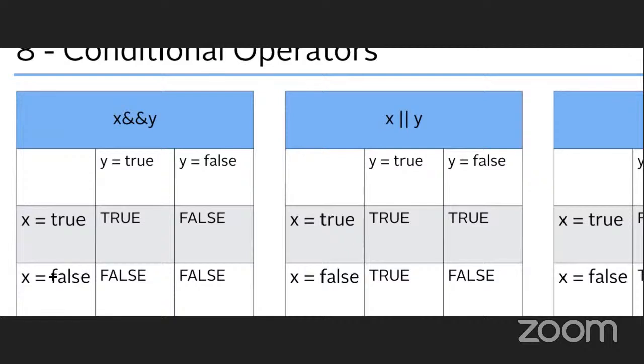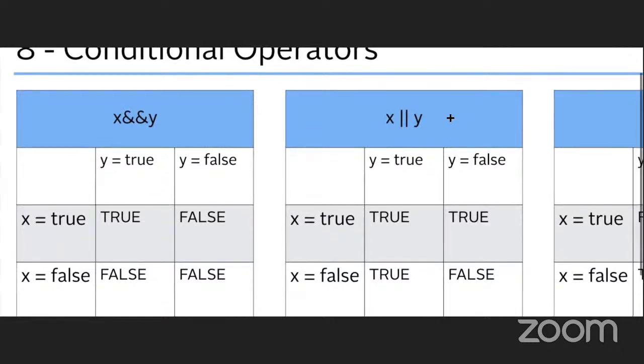If X is false and Y is true, it is false. If X is false and Y is false, it becomes false. Okay? So for that expression to be true, both need to be true. That's with AND. With OR, if X is true and Y is true, it becomes true. If X is true and Y is false, it becomes true. Remember, only one needs to be true for the entire expression to be true. If X is false and Y is true, then it becomes true. And if X is false and Y is false, it becomes false.